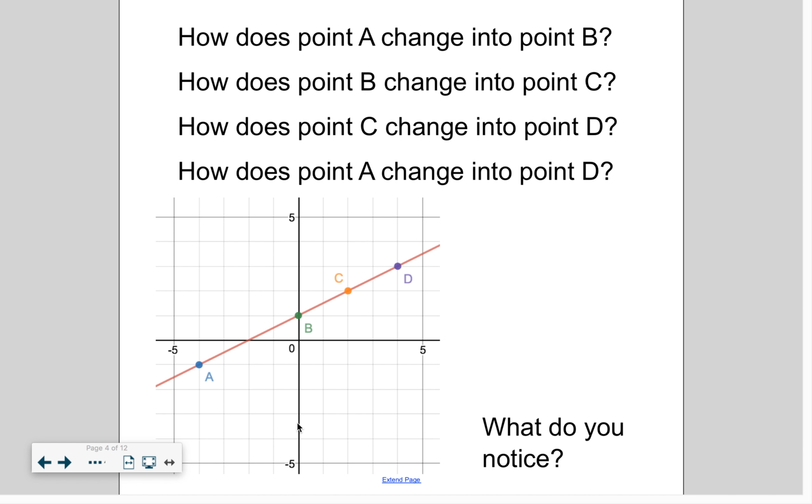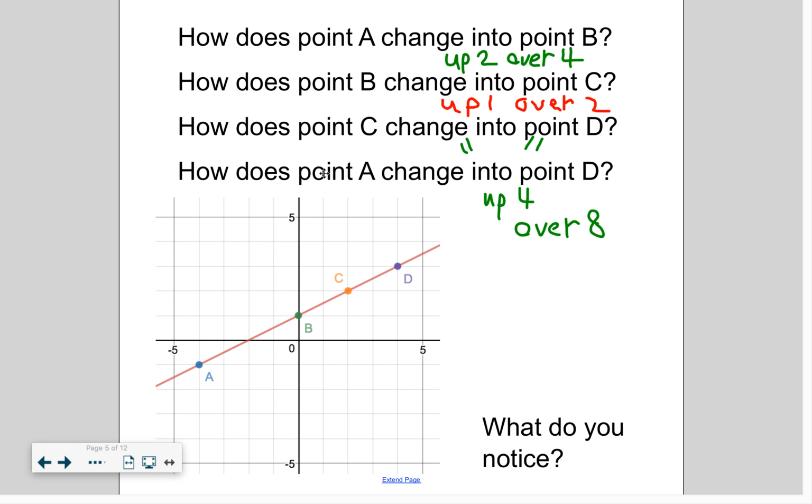So what I want you to do is look at this graph and try to figure out how point A is going over to point B, and then how B is going to C, C to D, so on and so forth. What is happening on this plane? So do that now. Pause the video and figure it out.